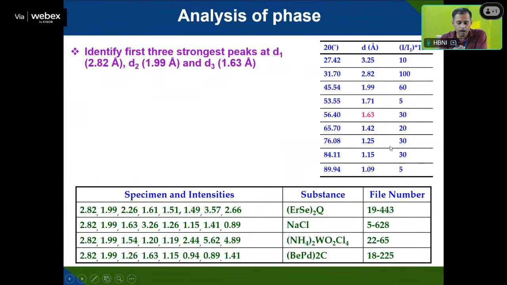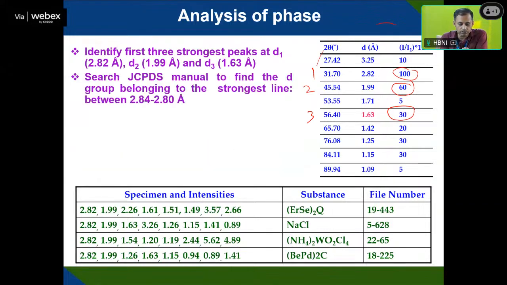So identify the first 3 strongest peaks. The first 3 strongest peaks: you have a 100%, then you have a 60%, then you have a 30%. This is first, this is second, and this is third. For the first 3 strongest peaks, first you have to identify them from the database. This database I have taken from JCPDS.